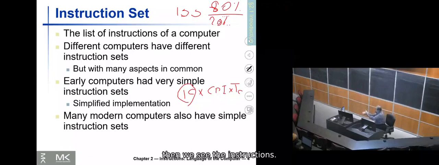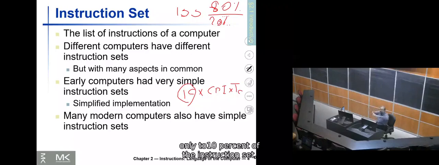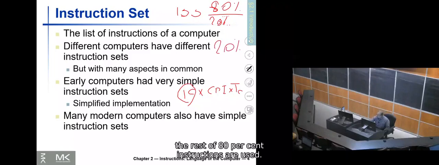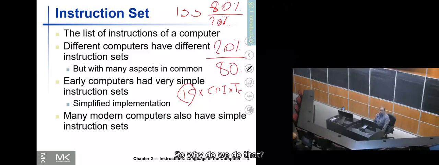80% of the time, we are writing programs and when they are compiled in the computer, then we see the instructions which have been compiled there and they are going to be executed. We see that it is only 20% of the whole instruction set that we try to make more complex, more powerful. So why should we do that? When only 20% of the time, the rest of the 80% of instructions are used. So why do we do that?